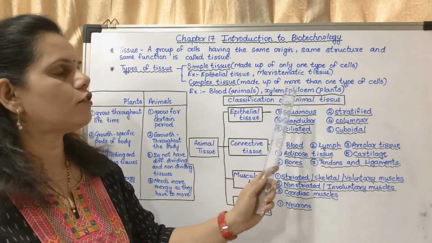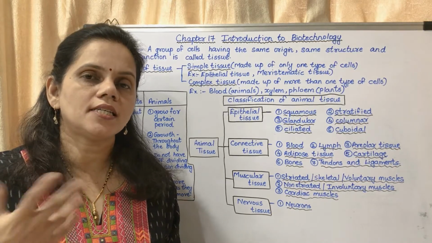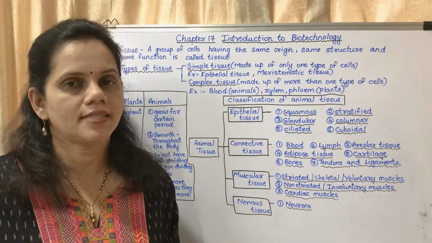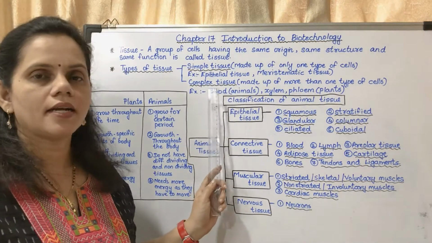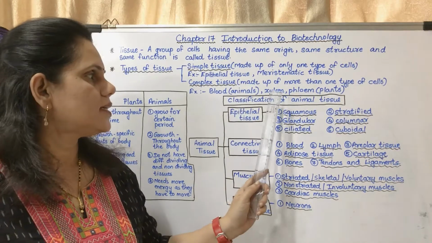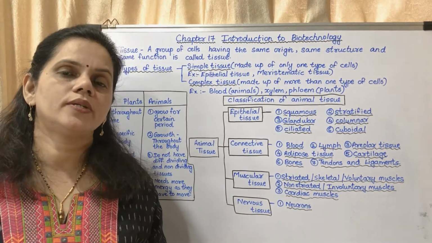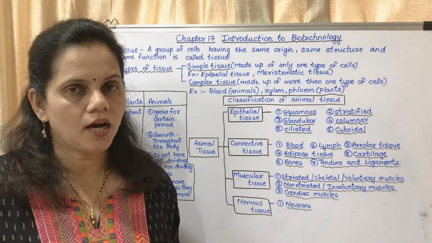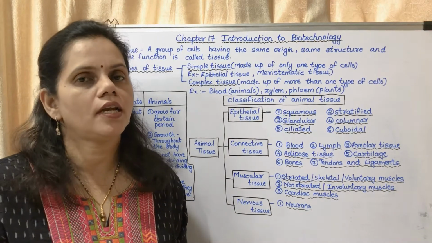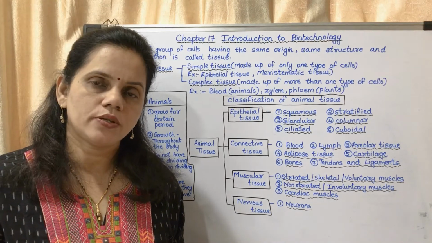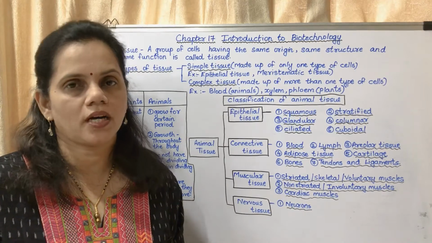Complex tissue is made up of more than one type of cells. So there could be different types of cells in a complex tissue. Example, blood is a tissue in case of animals, xylem and phloem in case of plants. So what are the two types of tissue? Simple tissue is made up of only one type of cells. Complex tissue is made up of more than one type of cells. Okay, with examples. This is a 2-mark question.